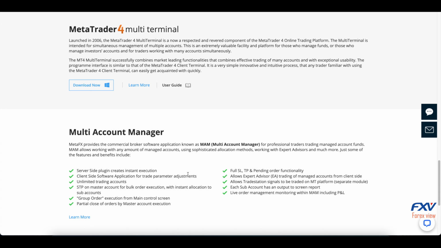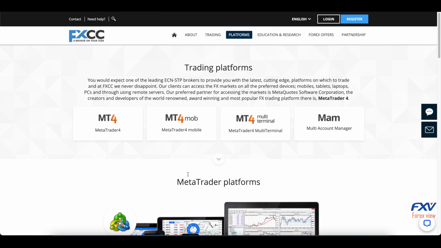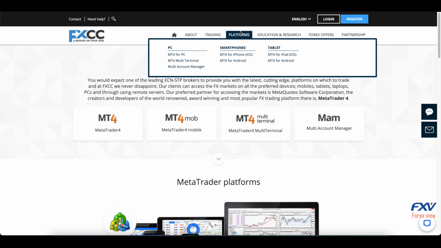The platform is available to download on Windows PCs. Alternatively, you can access the platform straight from a web terminal, which is ideal for Mac OS users.